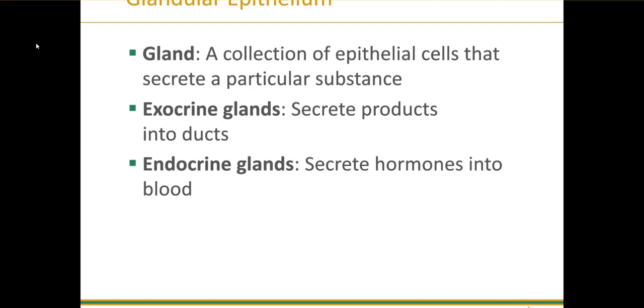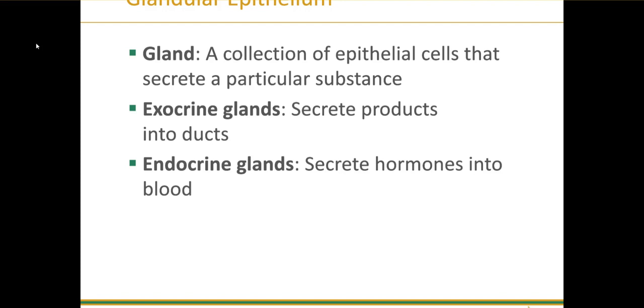Then you have endocrine glands. These secrete hormones into the blood. And we did discuss the endocrine system, so you should be familiar with the fact that the word endocrine correlates to hormones. If you look on page 77, we have the types of membranous epithelial tissue.